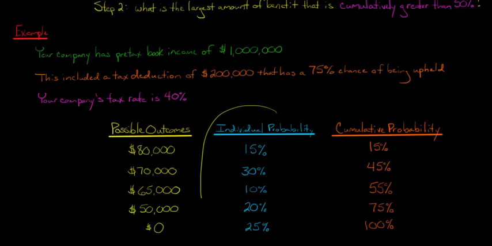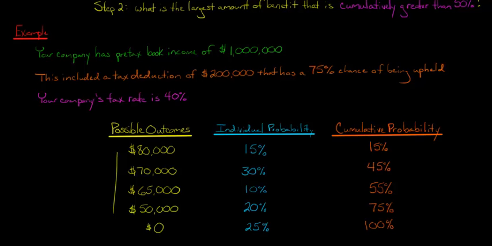Once we have the individual probabilities, we can calculate the cumulative probability. For the $80,000 in the very first one, the cumulative probability is the same as the individual probability. But for the second one, for the $70,000, and notice I put them in descending order here.